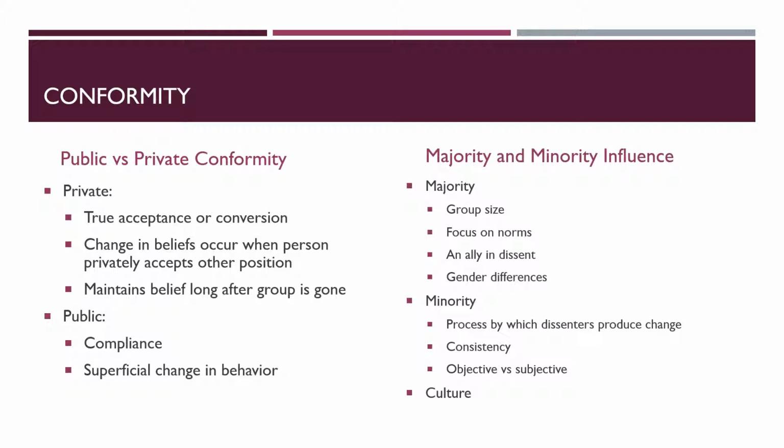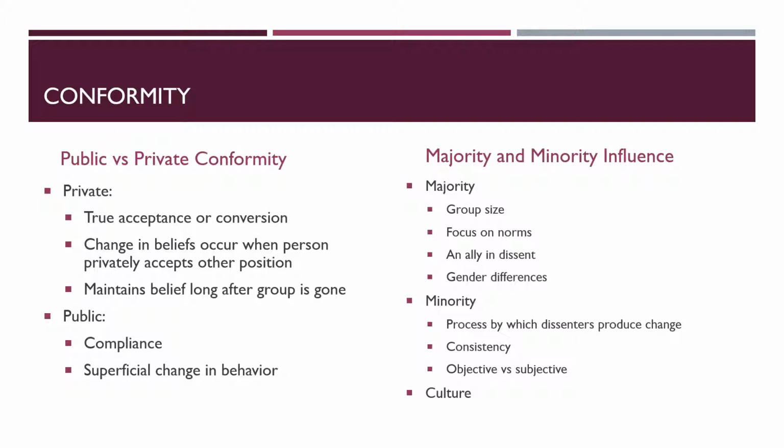Whereas public conformity is also known as compliance. It's a superficial change in behavior without a corresponding change in opinion, and it's produced by real or imagined group pressures. People are going to publicly conform when they're afraid of how they look to others, how others perceive them, and they're going to change their behaviors without actually changing how they feel about the topic.